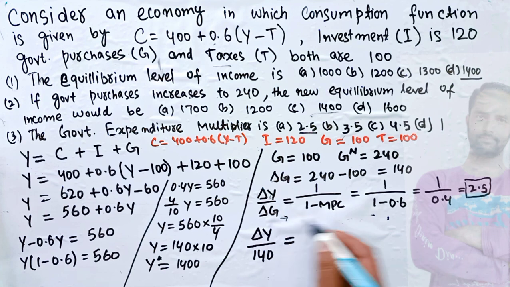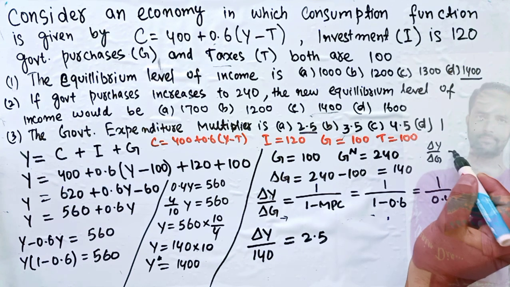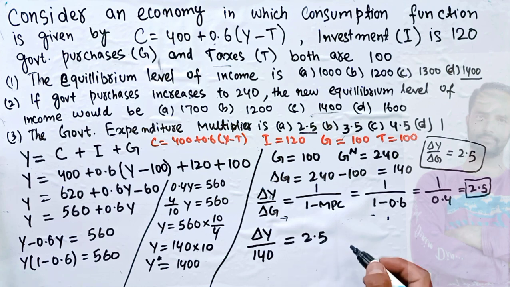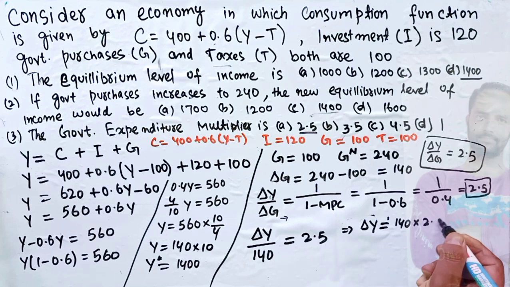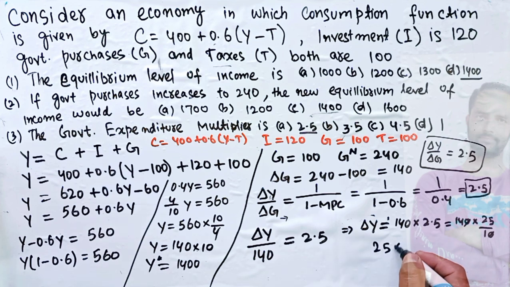What is our multiplier? 2.5. I am simply using this formula: del y upon del g is equal to 2.5. Our del g, the change in government expenditure, was 140. So the change in income will be equal to 140 into 2.5. When I transpose, it gets multiplied, so this becomes 140 into 25 upon 10. This gets cancelled, so we have 25 into 14. 4 5s are 20, 4 2s are 8, 9, 10. We have 5, 2, so this is 350.